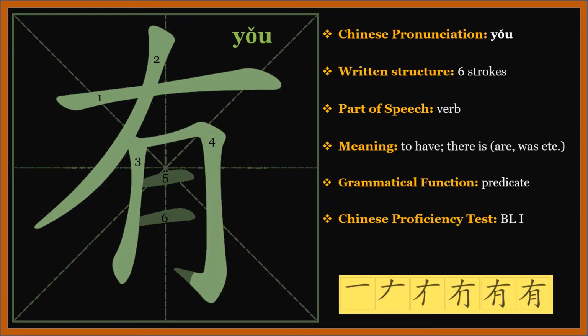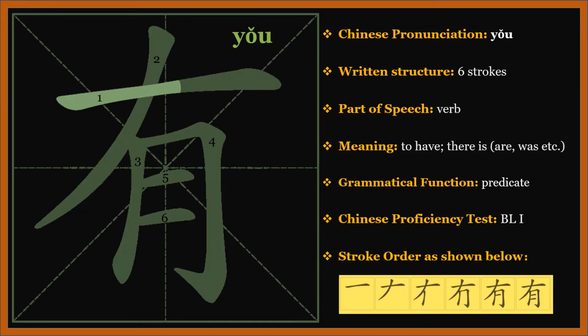有 is listed as one of the most frequently used beginner level 1 characters in the Chinese proficiency test, or HSK. The writing stroke order of 有 is indicated as follows.